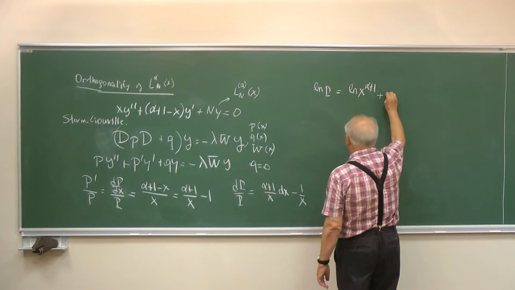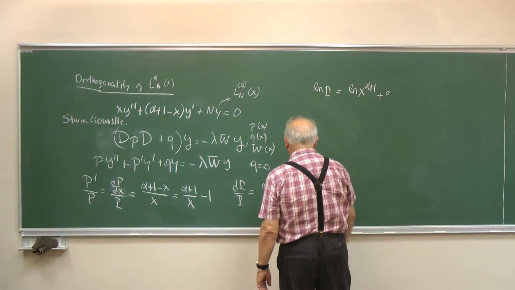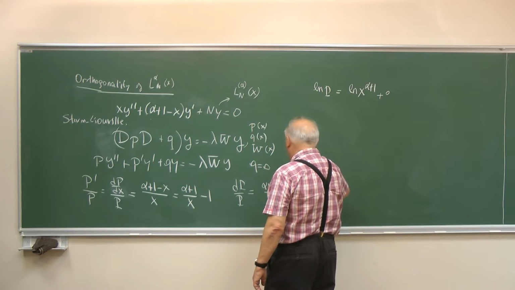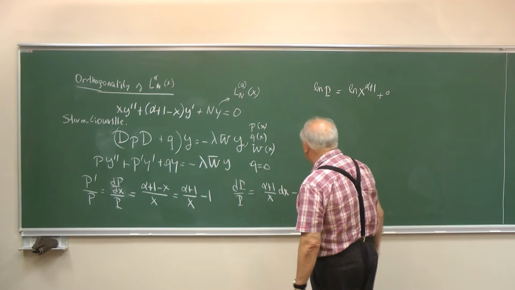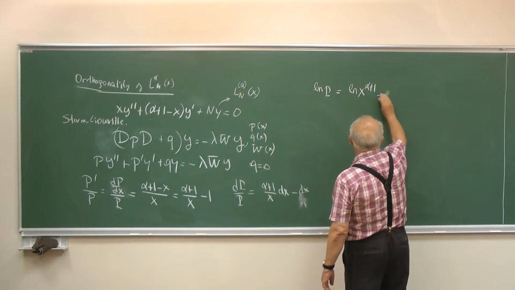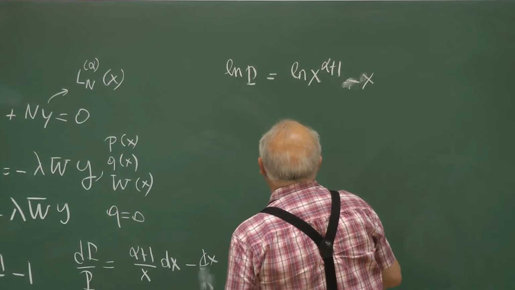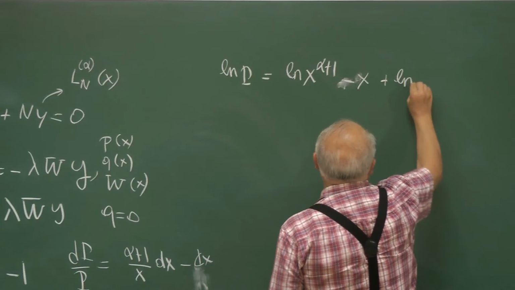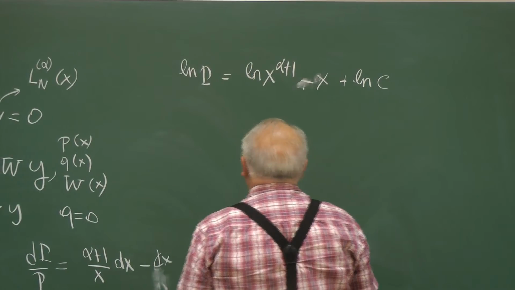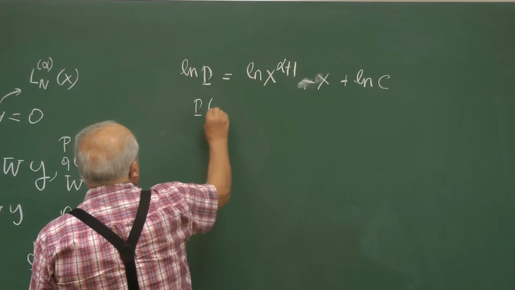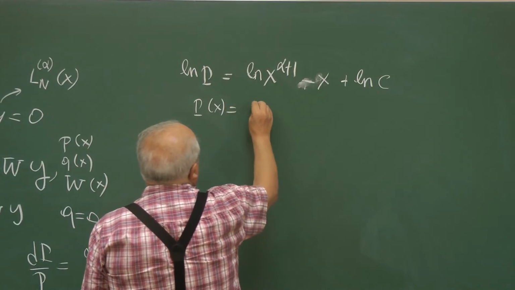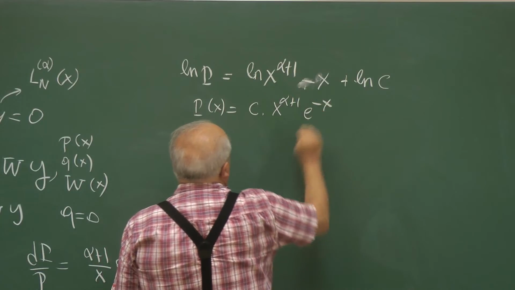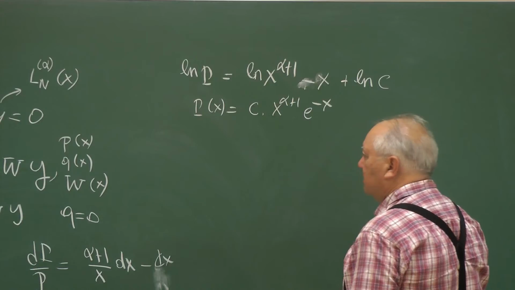x to the alpha plus 1 plus dx, and there's another dx here, just dx, minus x plus a constant, and let me write that constant as log c. And if I exponentiate, p of x is c times x to the alpha plus 1 times e to the minus x. So this is p of x.